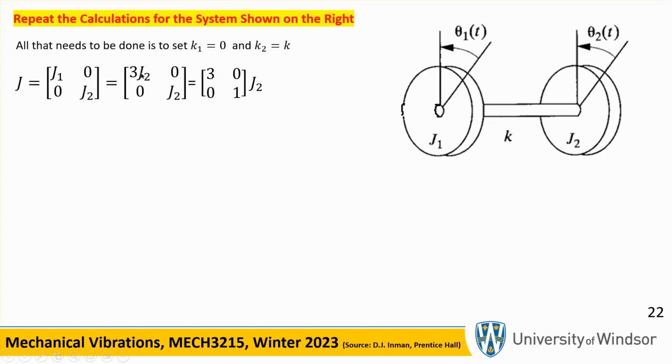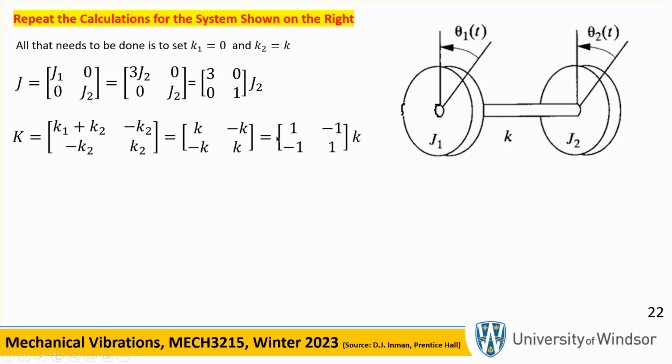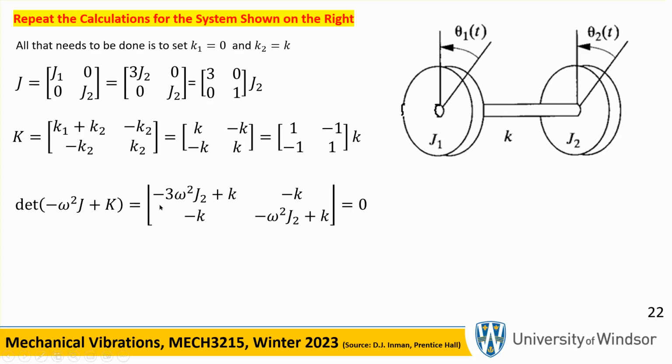So if you do that, J doesn't change, it's the same J matrix. The stiffness matrix does change because K1 is 0, so there's no such thing here. It looks like that. And K2 is K, okay, fine. There is going to be your equation, determinant of minus omega squared times the equivalent mass matrix plus the stiffness matrix equal to 0. And when you solve it, you're going to get omega 1 equal to 0 and omega 2 equal to 1.155 times the square root of K over J2.